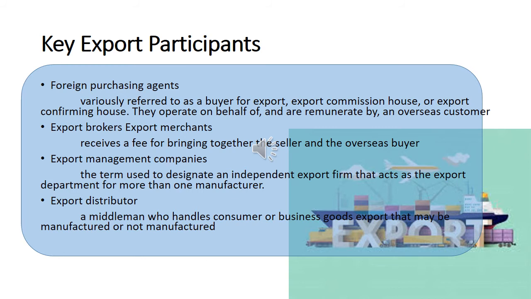Key export participants. There are foreign purchasing agents, variously referred to as a buyer for export, export commission house, or export confirming house. They operate on behalf of and are remunerated by an overseas customer. And there is the export broker or export merchant, who receives a fee for bringing together the seller and overseas buyer. And there is the export management company, the term used to designate an independent export firm that acts as the export department for more than one manufacturer. There is the export distributor, a middleman who handles consumer or business goods for export that may be manufactured or not manufactured.